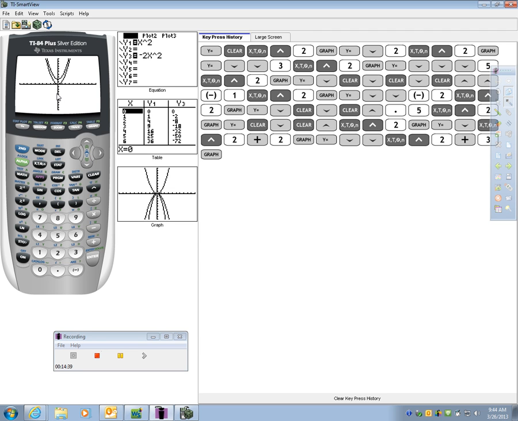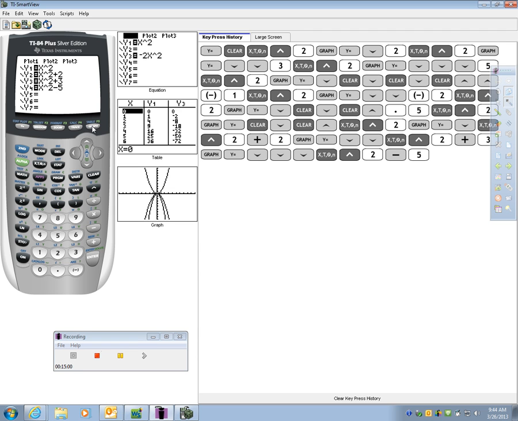Now it's the same graph, but you notice it's been translated 3 units up the y-axis. Let's try one more. What happens if C was negative 5? Before you graph it, you might want to make a prediction. So think about it. If C is negative 5, what do you think that's going to do to the graph?